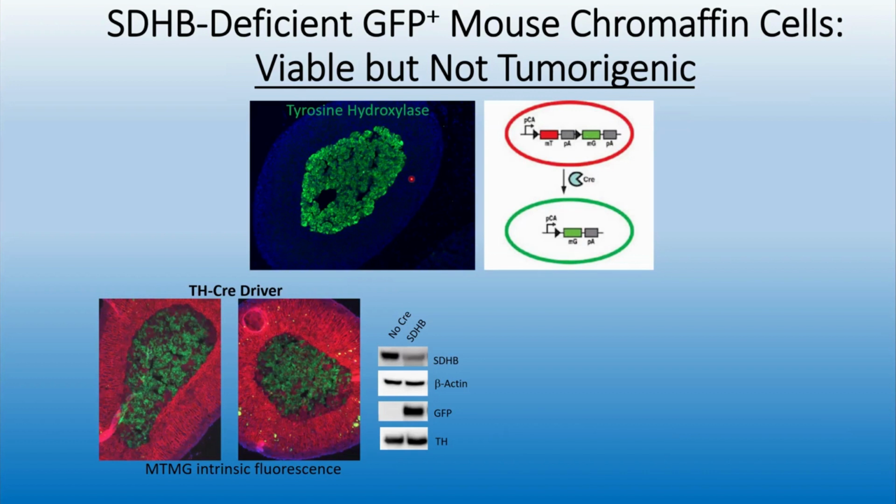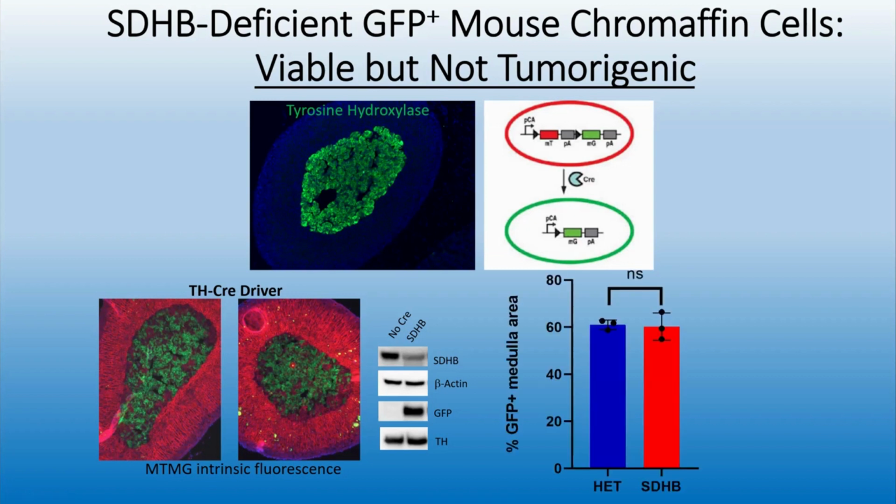And when we deleted both copies of SDHB, here you're looking at a mouse adrenal gland. This outside is the cortex area. This inside is the medulla. These are the cells that give rise to pheochromocytomas. All of these green cells don't have SDHB. And when you do that, you do not get any tumor formation.